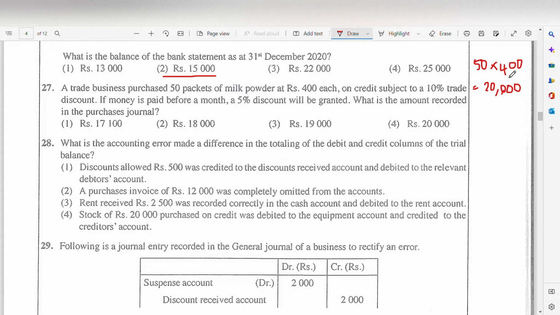So before they even put the bill amount, they are giving you 10% off. So you have received a 2,000 trade discount. Now remember, if it's a trade discount, you are not going to record it anywhere. It won't be recorded in the books of accounts. Why? Your entire transaction will only be done at the net amount, which is 18,000.